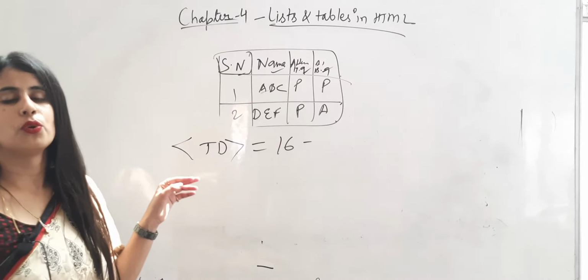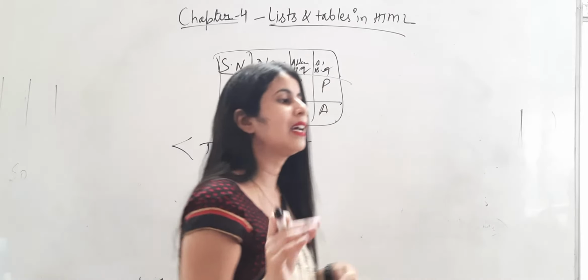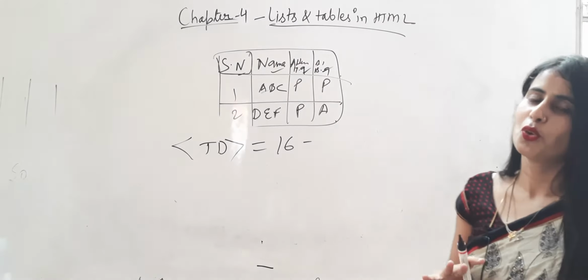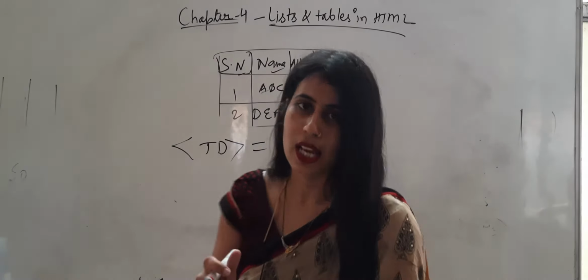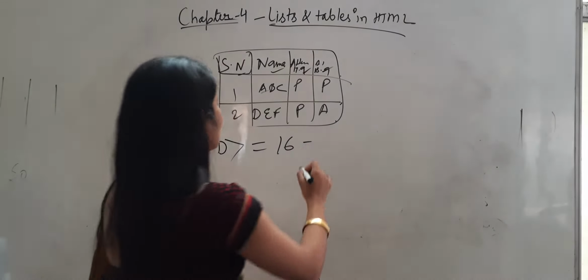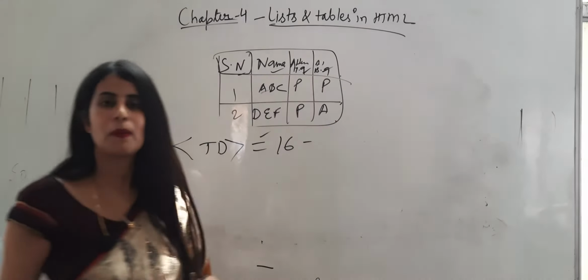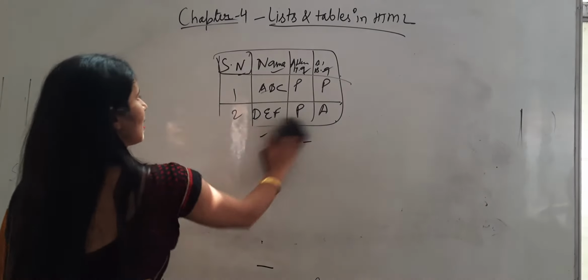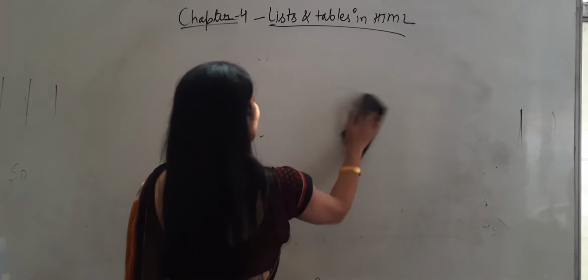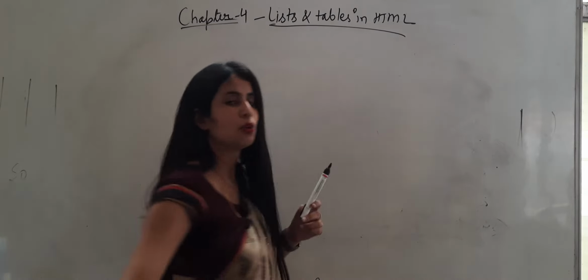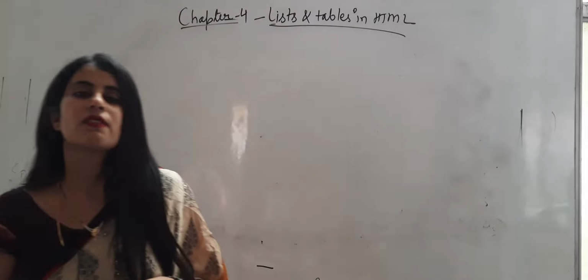It depends on you. If you want to keep the heading highlighted as bold, you can use the th tag, and if you don't want that, you will use the td tag. So this was about the table, how we can use these tags, and how many tags we should apply to construct the table.